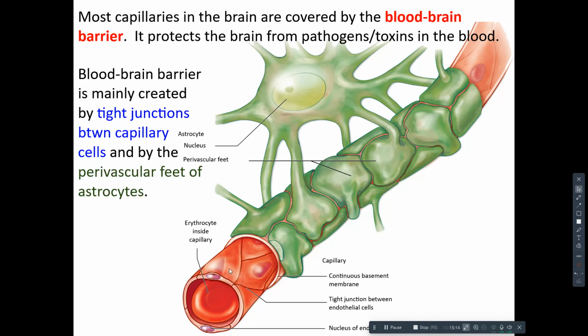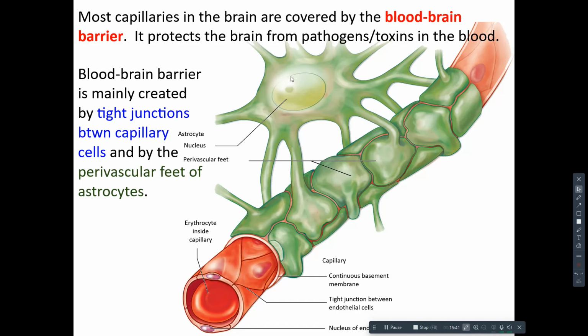So this guy down here is an example of a capillary, a tiny blood vessel in the brain. Notice that it has simple squamous epithelial cells creating it, and they're actually connected by tight junctions. And we remember tight junctions are the impermeable connection, so it is very hard for things to get through the tight junctions linking these epithelial cells.